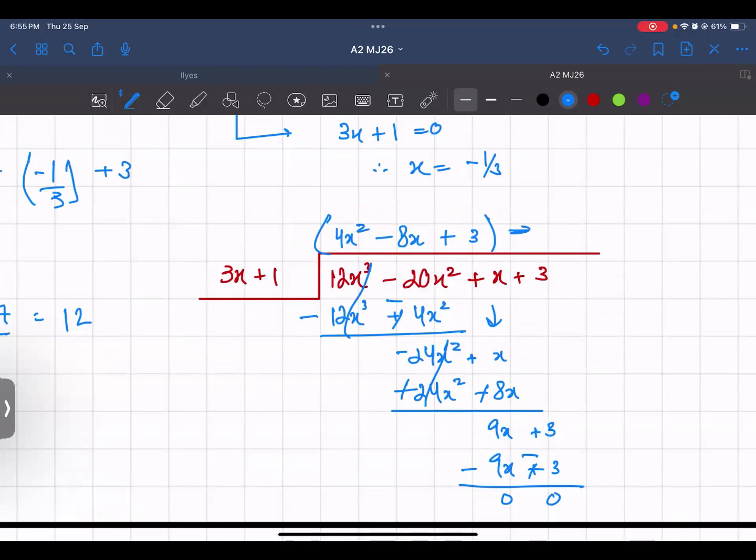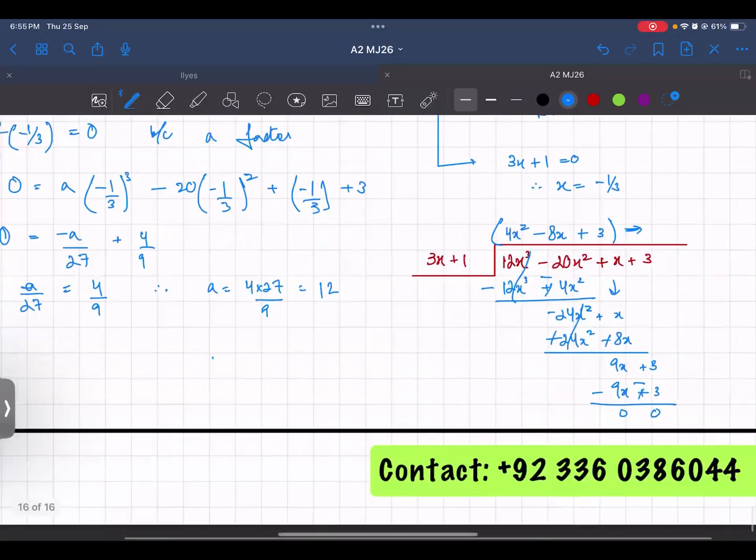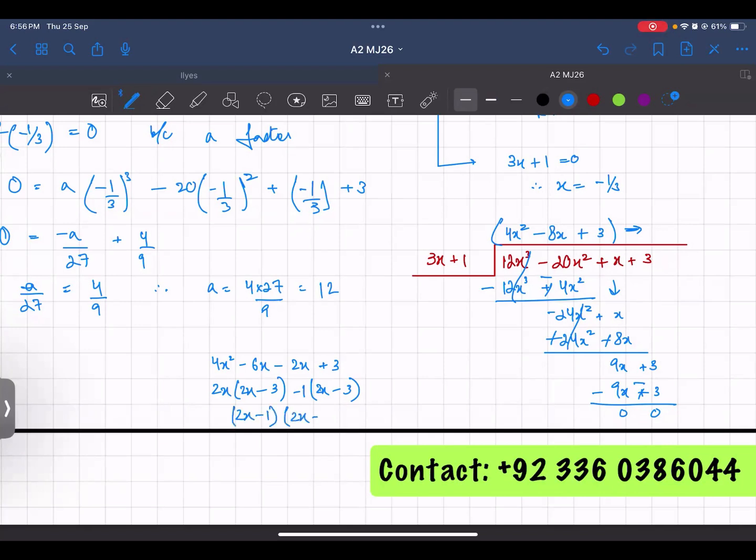If you factorize it further, you can factorize it using middle term breaking. You can do 6 times 2. If you factorize this, it would become 4x squared minus 6x minus 2x plus 3. So 2x common, 2x minus 3, and minus 1 common, 2x minus 3. So 2x minus 1 and 2x minus 3.